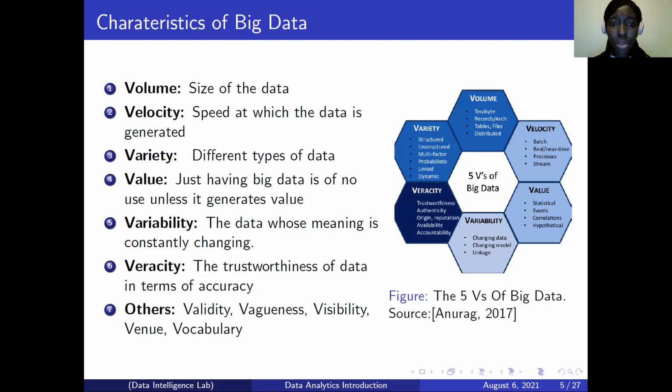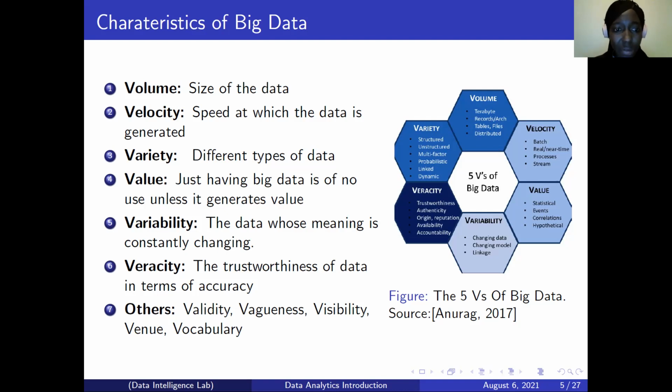As we go on today, we are going to look at the various types of data and the various categorizations of data. Data now has value, right? Data is becoming strategic to business decisions, strategic to profitability, strategic to competitive advantage. So data has become an asset. Then the variability of data, whose meaning is constantly changing.